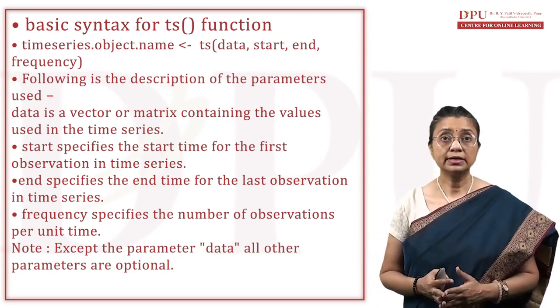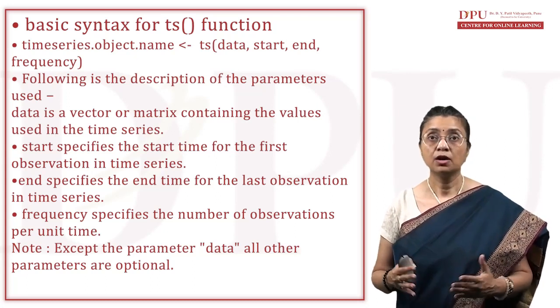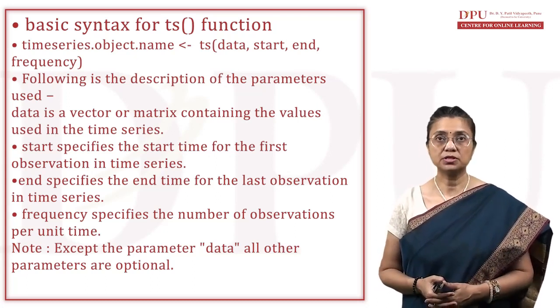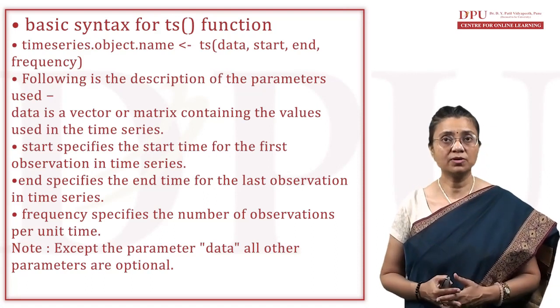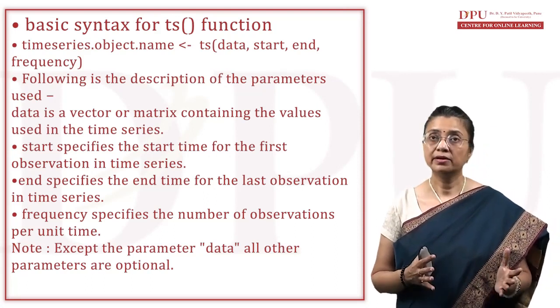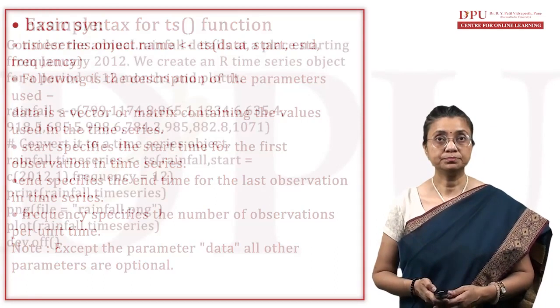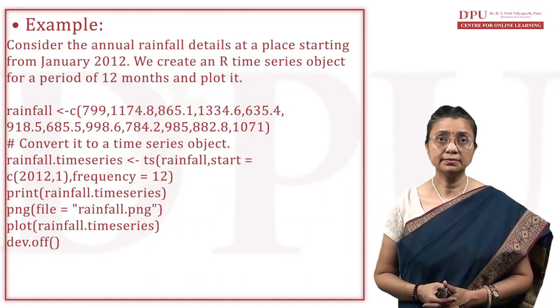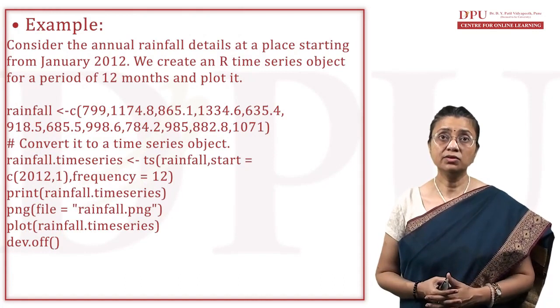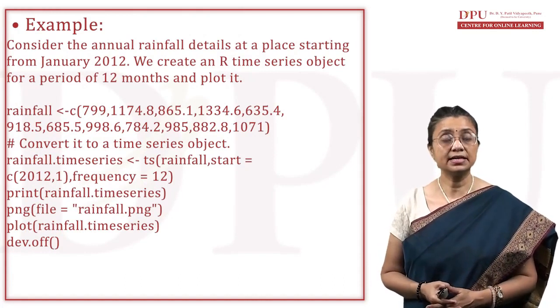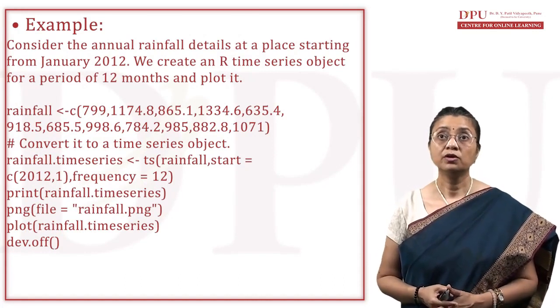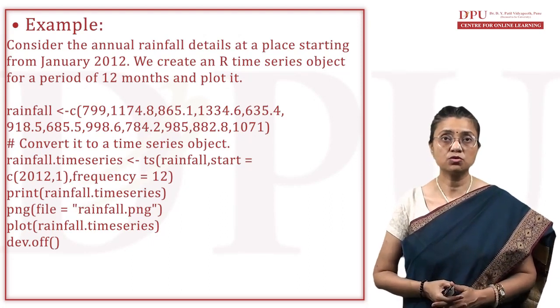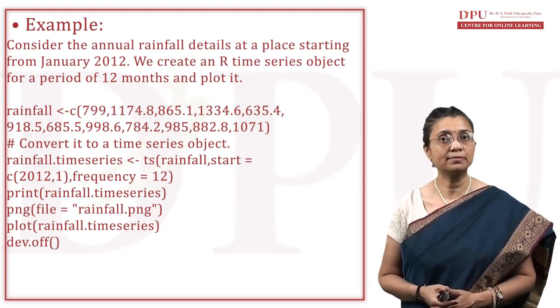You have to note that except the parameter data, all other parameters are optional. Data is the very first parameter that we have to pass. Rest all are optional. So now let's take one example and understand. We consider the annual rainfall details at a place starting from January 2012. We create an R time series object for a period of 12 months and plot it.